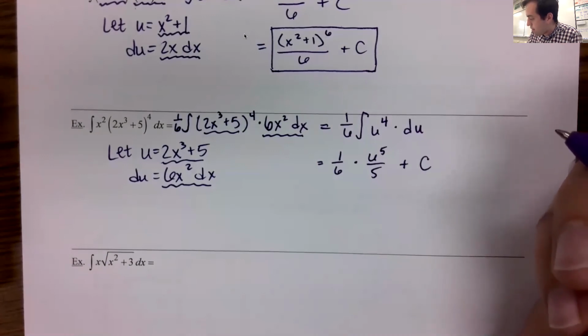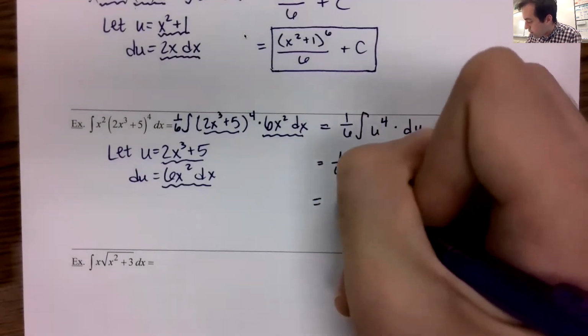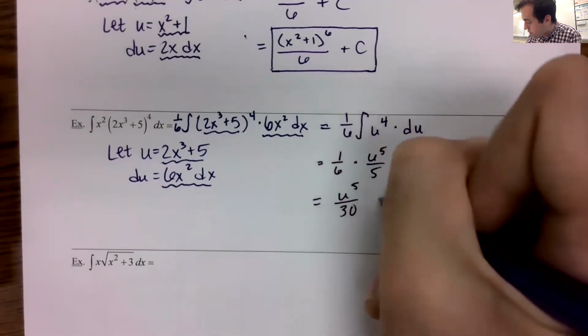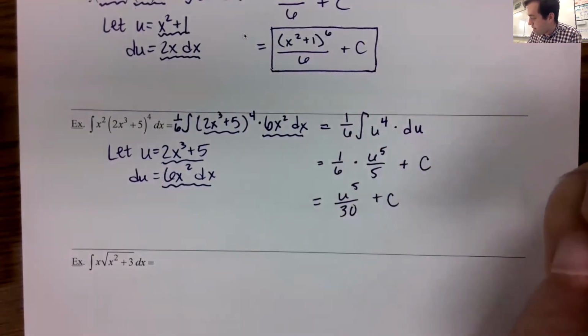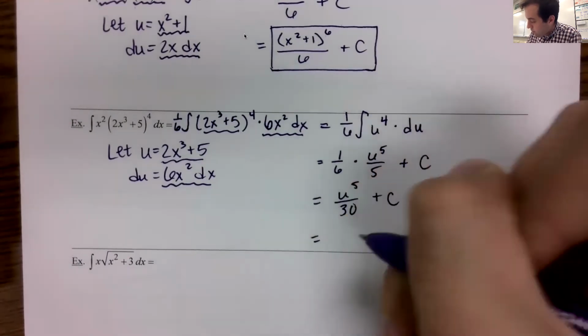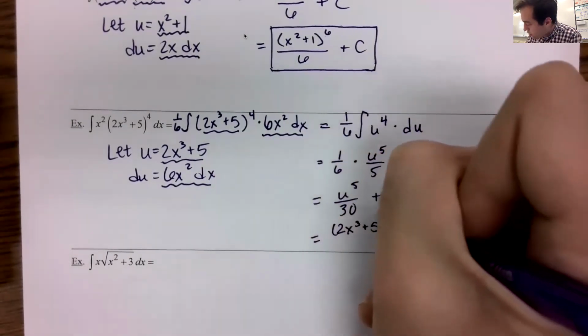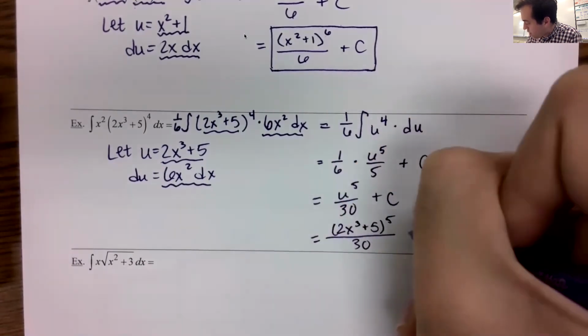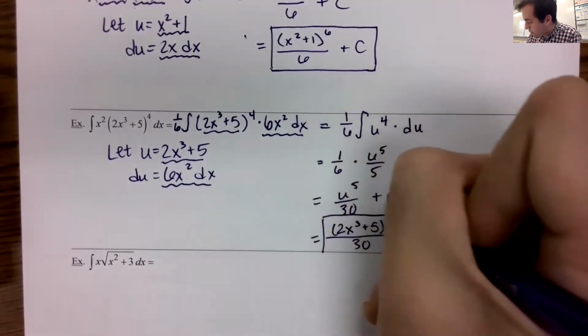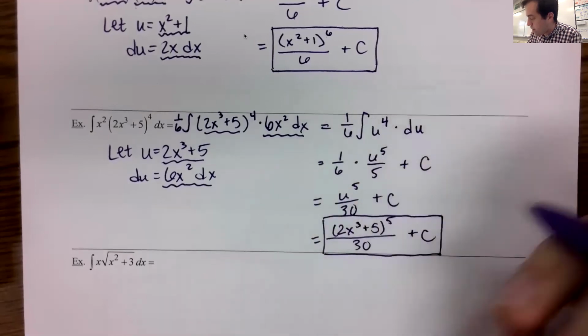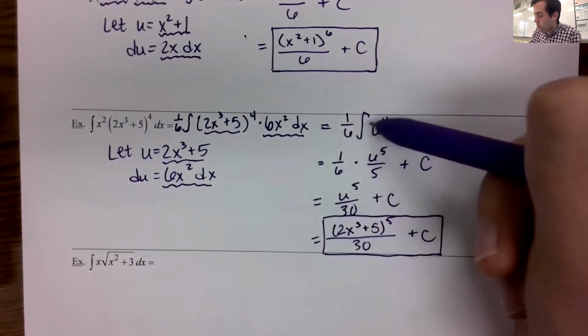And let's see. I'm going to combine this so it's over 30. And then we can plug the u back in. So it'll be 2x cubed plus 5 to the 5th power over 30 plus c. And I just thought while I was writing that, the integral was all multiplied by 1/6.